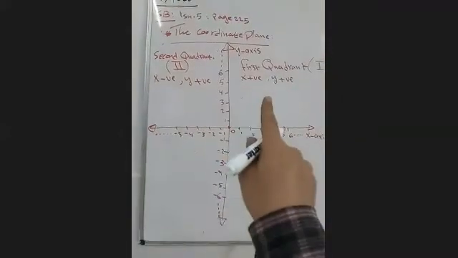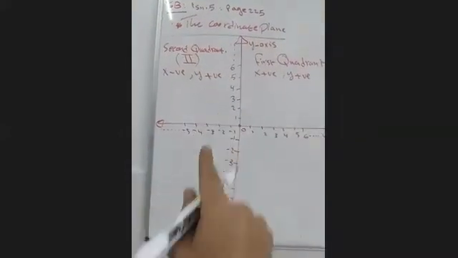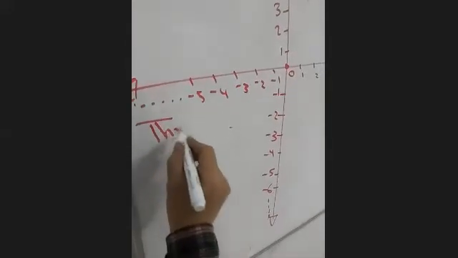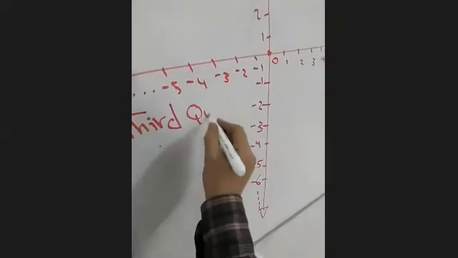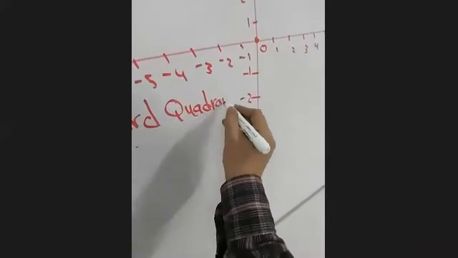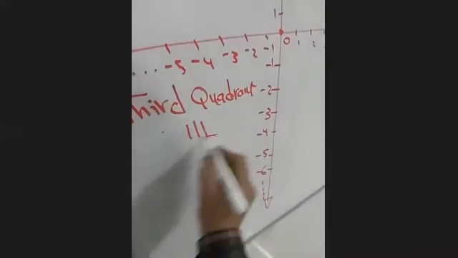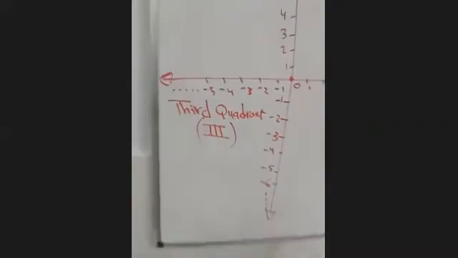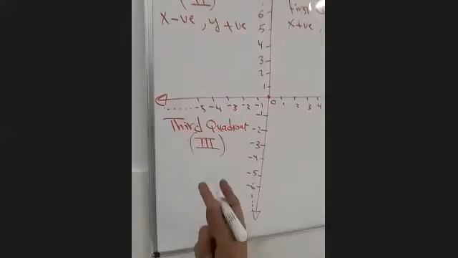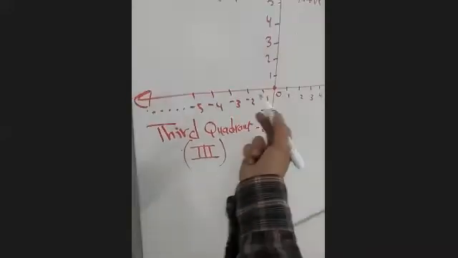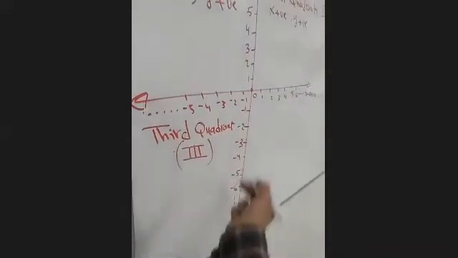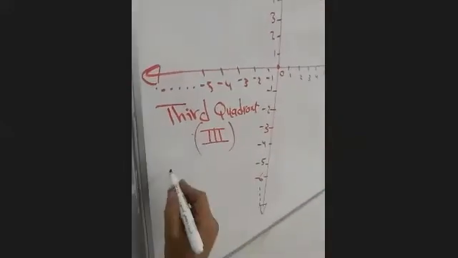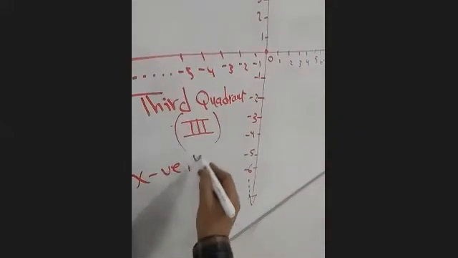This is the first quadrant, second quadrant. Now this one, we call it third quadrant. Its shortcut is triple I together, like this. What are the borders of the third quadrant? X and y. X is negative and y also is negative. So here x negative and y negative.